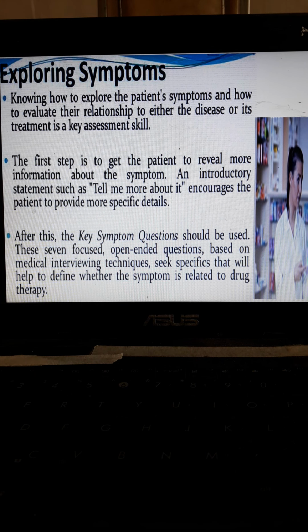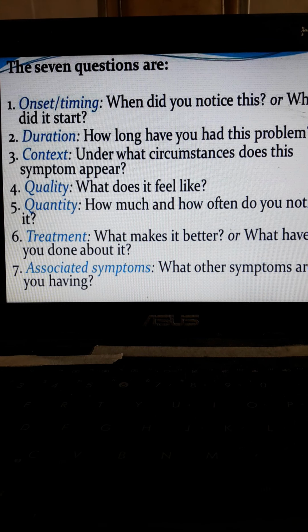After this, the key symptom questions should be used. Seven focused open-ended questions, based on the medical interviewing technique, that will help to define the symptoms related to a drug therapy. So there are key symptom questions like onset, the timing: when did you notice this, or when did it start? That is the onset. The patient will reply, "It started 2 days ago. I suffered severe pain in my knee joint," because the patient is suffering from rheumatoid arthritis, for example.